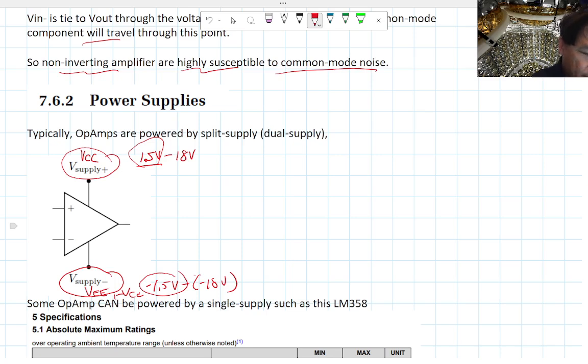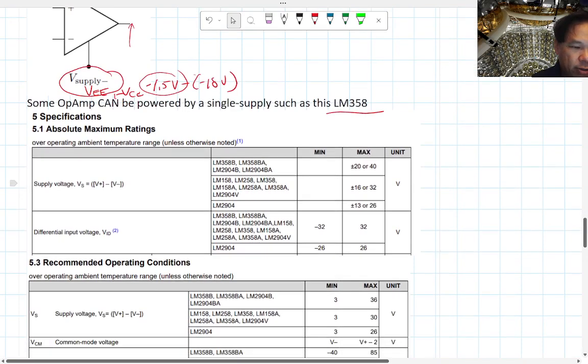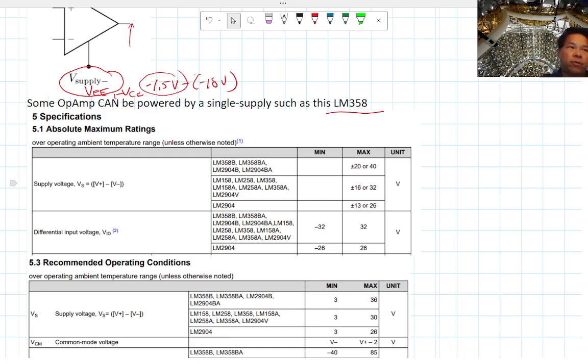Sometimes you can float the ground and get away with it, but then once you couple it with your scope probe or something like that, then the scope shares the ground with the power supply, and then that doesn't work, right? So these are known as dual supply or split supply op amps. There are single supply op amps such as the LM358, just to introduce you to them. So these are really nice, especially when you're using them on digital systems, which is what we're going to cover the latter half of this semester.